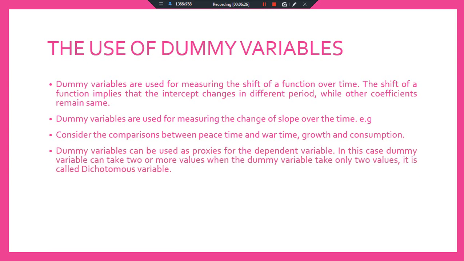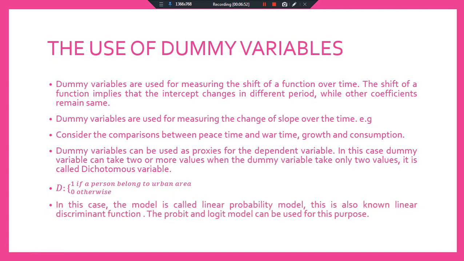Okay, a dummy variable can be used as a proxy for the dependent variable. In this case, dummy variables can take two or more values. When the dummy variable takes only two values, it is a dichotomous variable, like 1 if a person belongs to an urban area and 0 otherwise. In this case, the model is called a linear probability model. This is also known as a linear discriminant function. The probit or logit model can be used for this particular purpose.